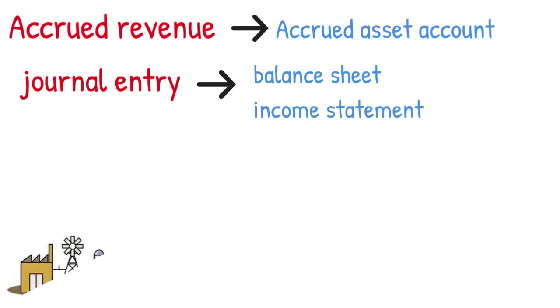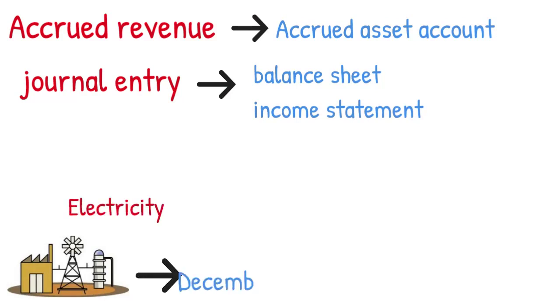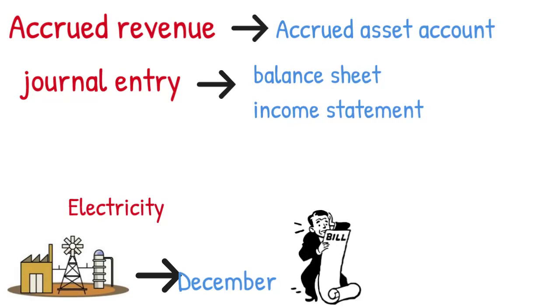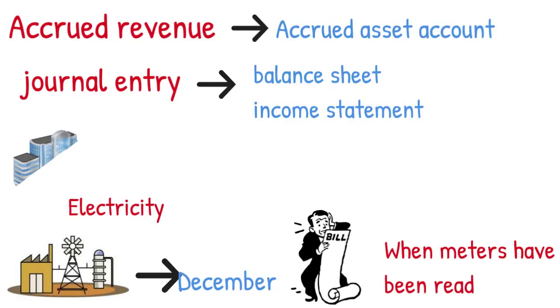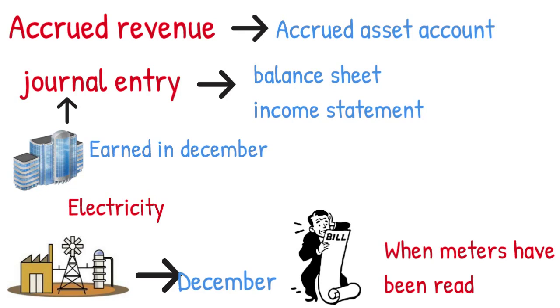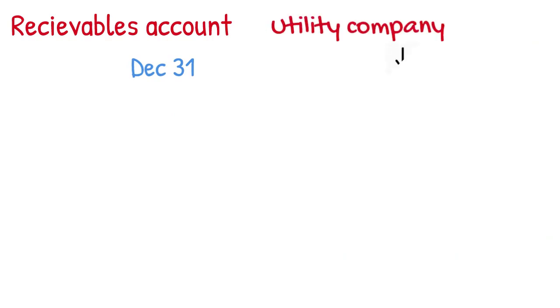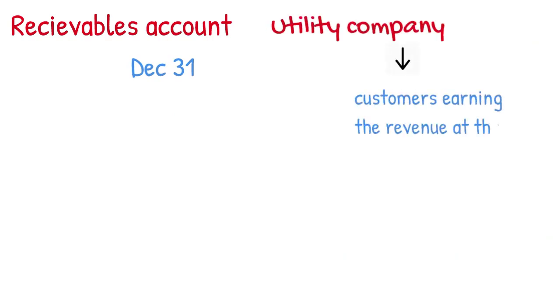Let's look at an example of a revenue accrual for an electric utility company. The utility company generated electricity that customers received in December. However, the utility company does not bill the electric customers until the following month when the meters have been read. To have the proper revenue figure for the year on the utility's financial statements, the company needs to complete an adjusting journal entry to report the revenue that was earned in December. It will additionally be reflected in the receivables account as of December 31st because the utility company has fulfilled its obligations to its customers in earning the revenue at that point.